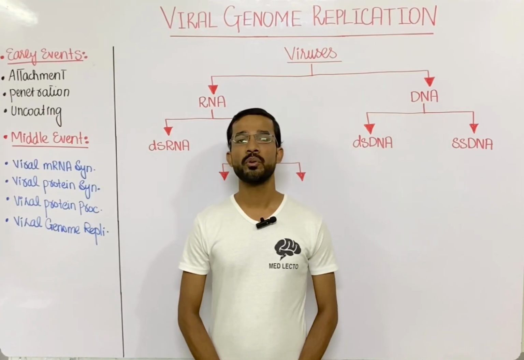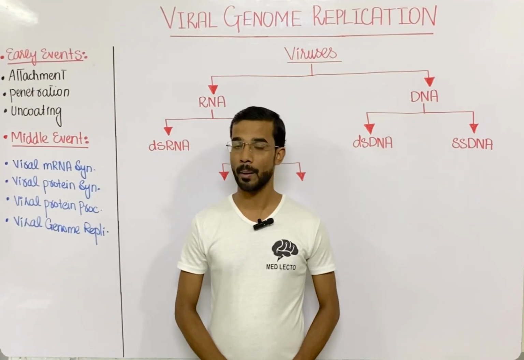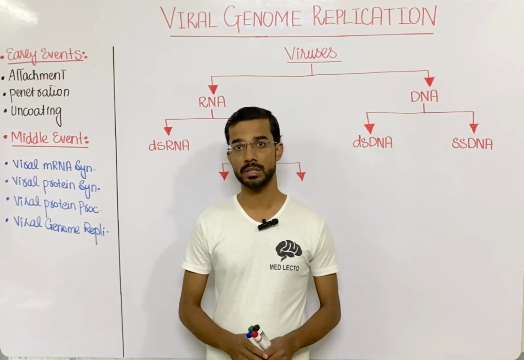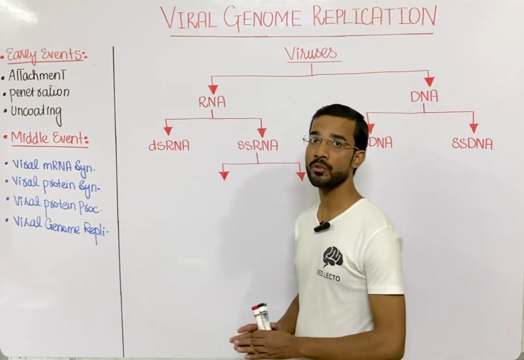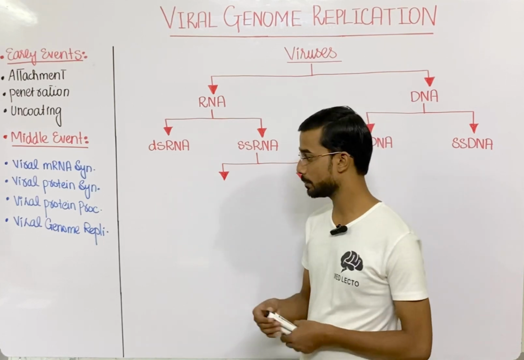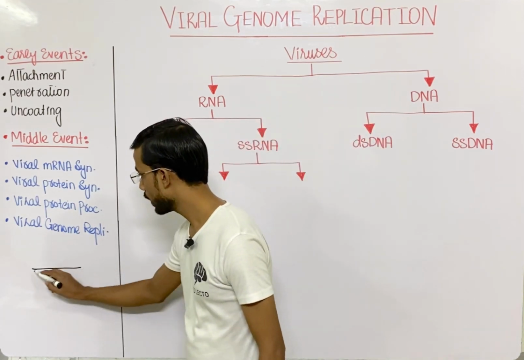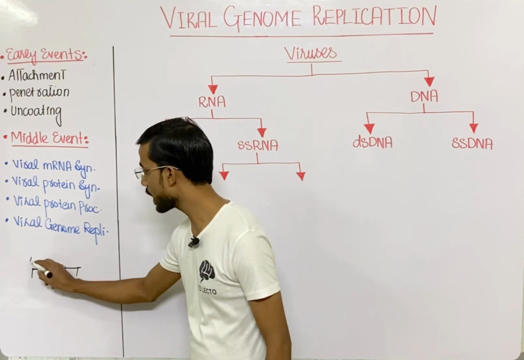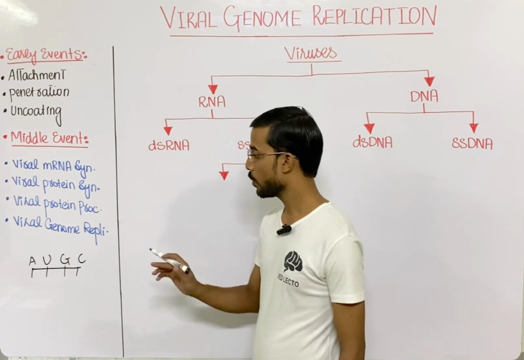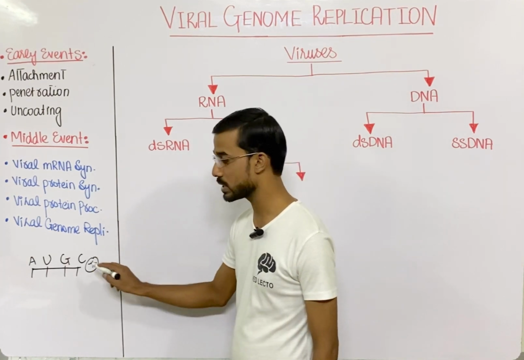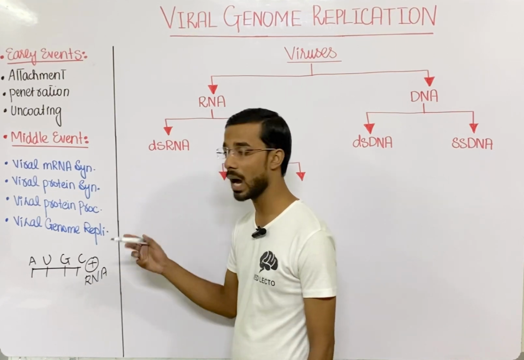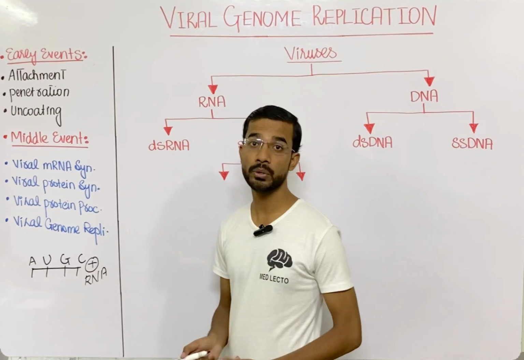Welcome to Mentalacto. Today we are going to discuss viral genome replication, that is, how different viruses replicate in the host cell. Before we start, we will suppose this sequence, AUGC, is the sequence we consider positive polarity, and that is for RNA, because in RNA we see the presence of uracil.